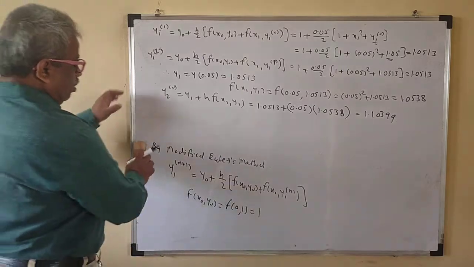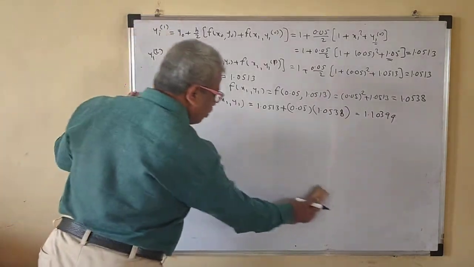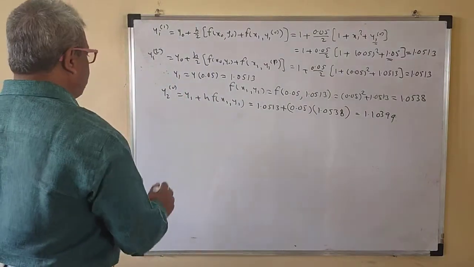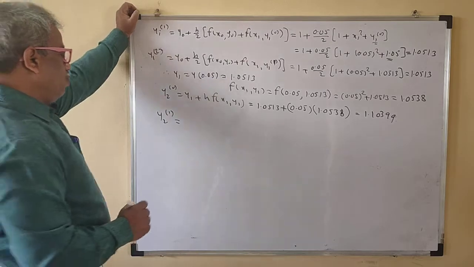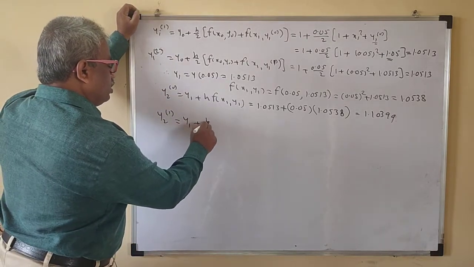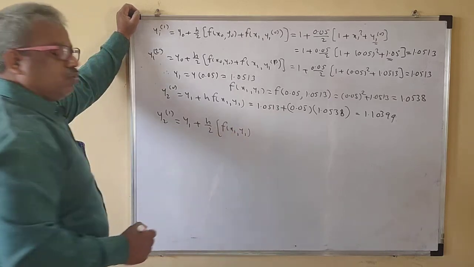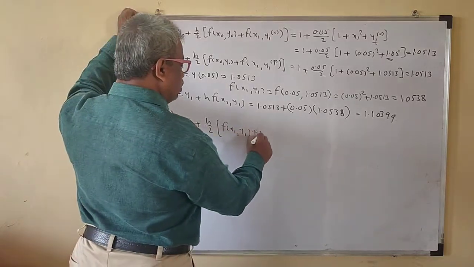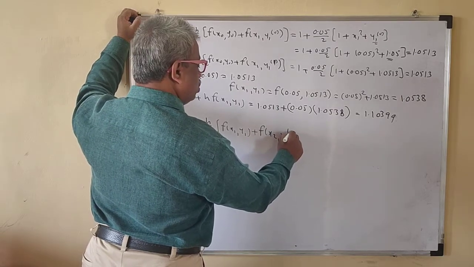Okay. So we'll find y2. So we'll write the formula for y2. Directly we can write the formula for y2 of 1 now. So y2 of 1 is what? y1 plus h by 2. Now take care to write the formula, you have to take the care. This is f of x2, y2 of 0 now here.